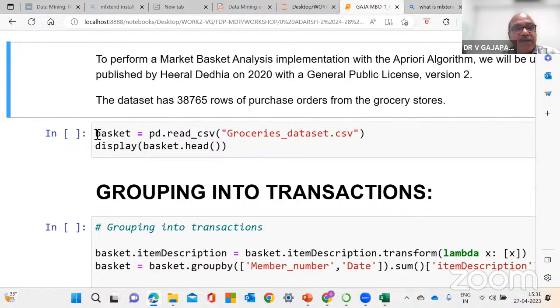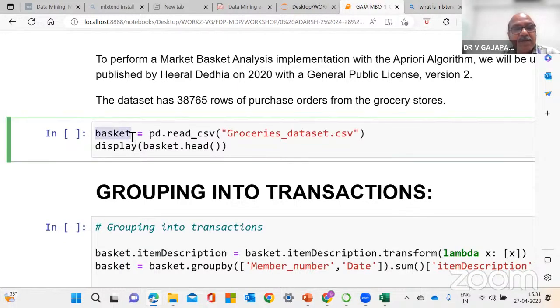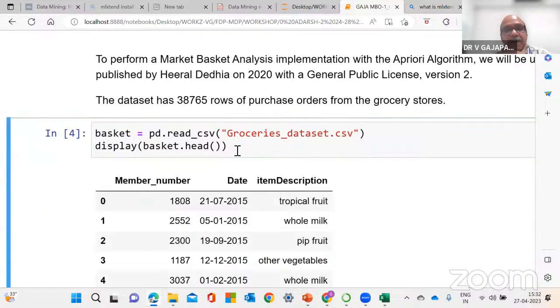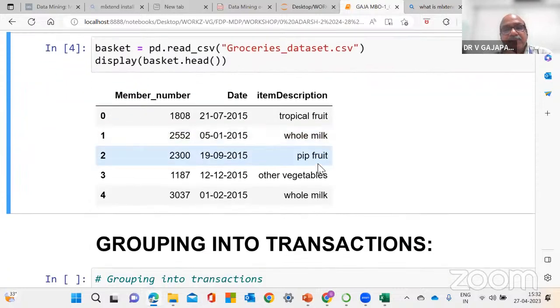This is an object I have created, my own object. You can give any name here. So, object basket, pd.read_csv because it is a CSV file, the grocery dataset CSV, then display basket.head, like that. You see here, I'm having these things.